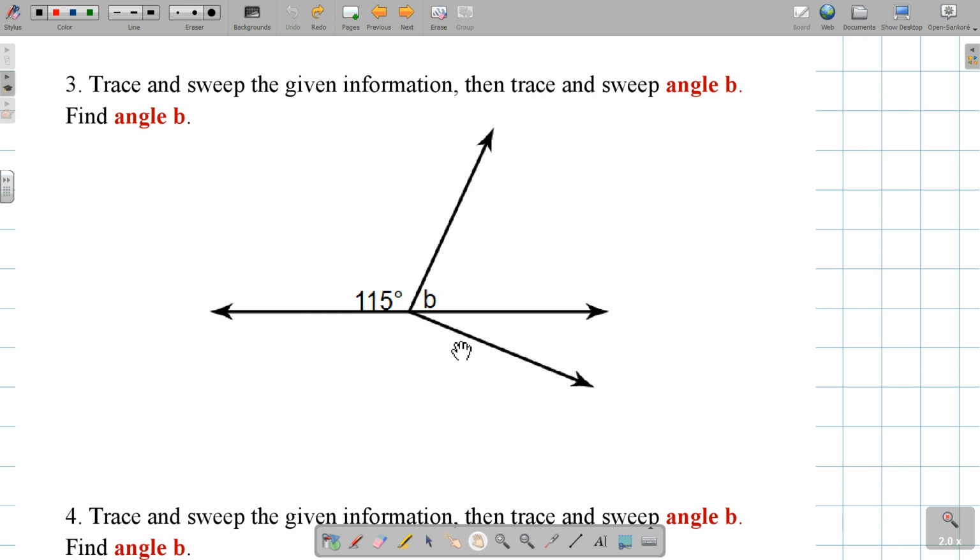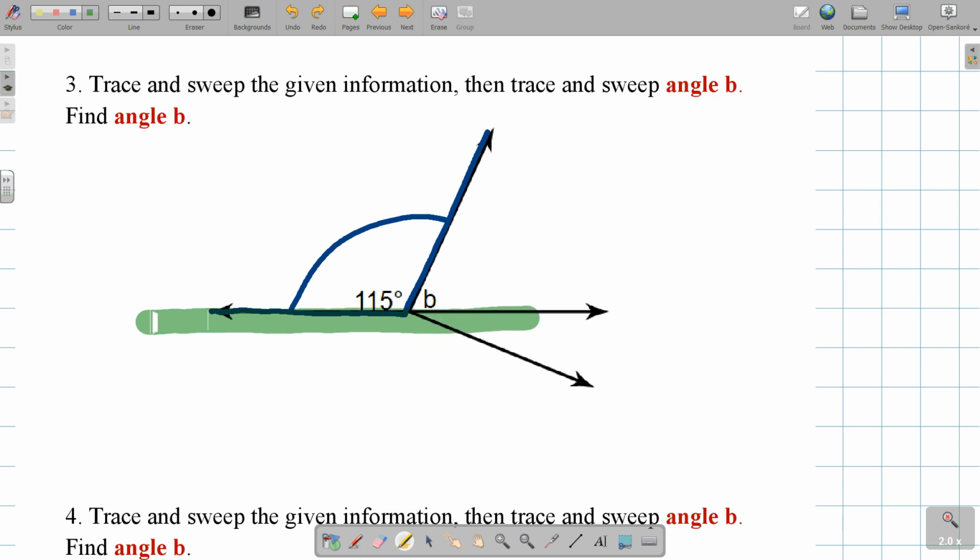Now you ask yourself, what else have you been given? You physically trace the diagram, a really simple concept. We've been given a straight line. I'd like you to physically trace that straight line. Now I'd like you to sweep that straight line. Now, I'd like you to physically trace and sweep angle B. You're going to find angle B.